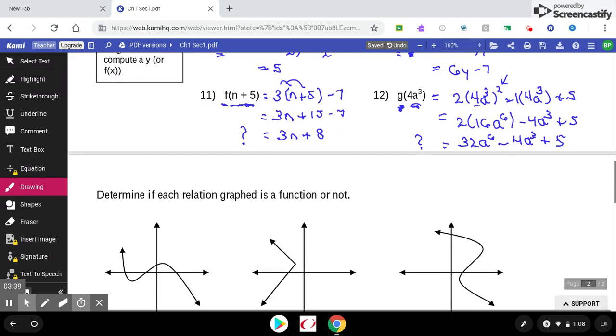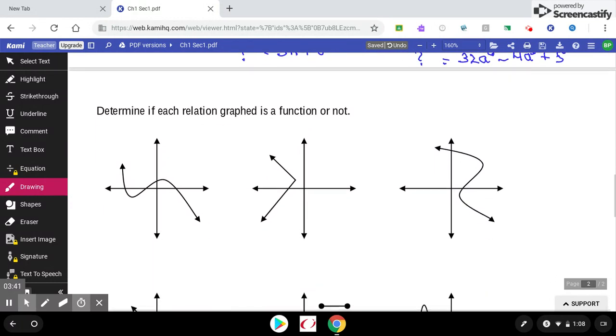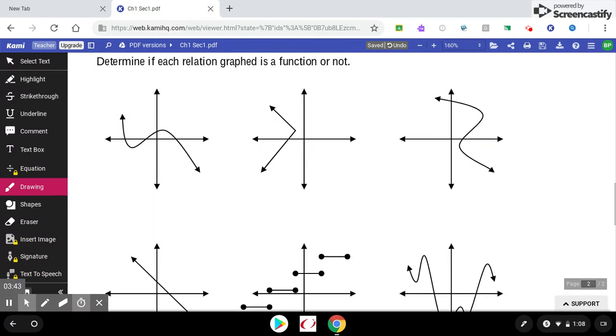All right. Down here are some graphs. So the question is, are these graphs of functions or not? I'm going to skip to this middle one in the top row just to show you real quick why. This one right here is going to be no, it's not a function.